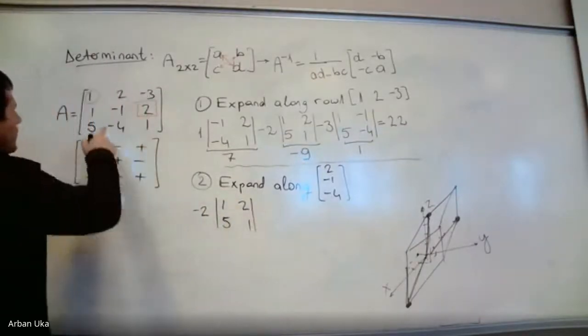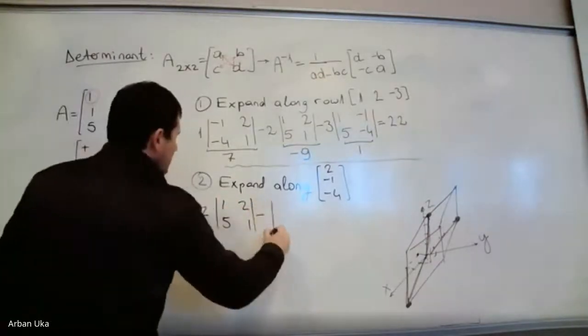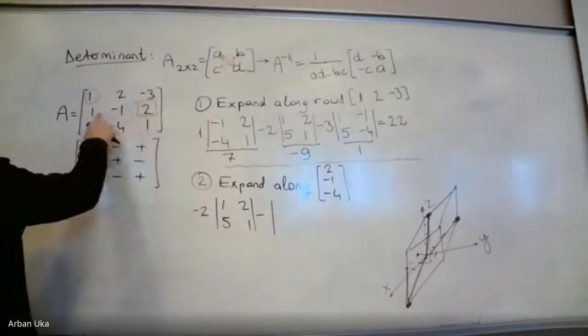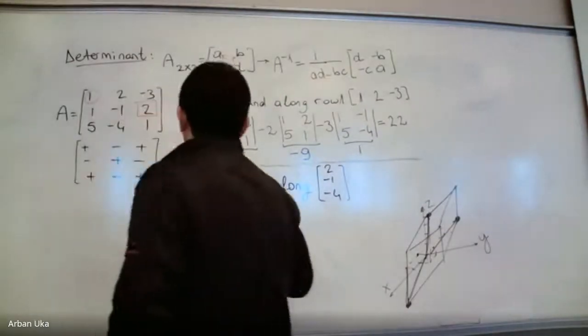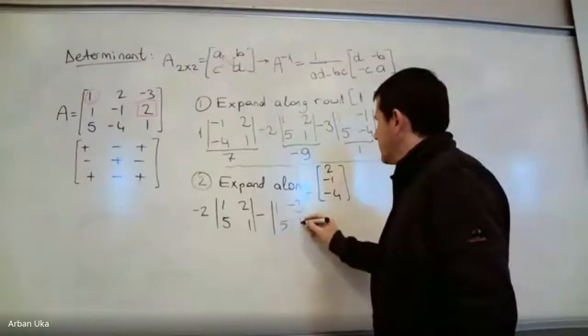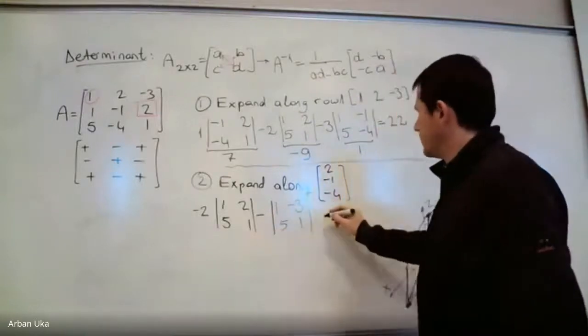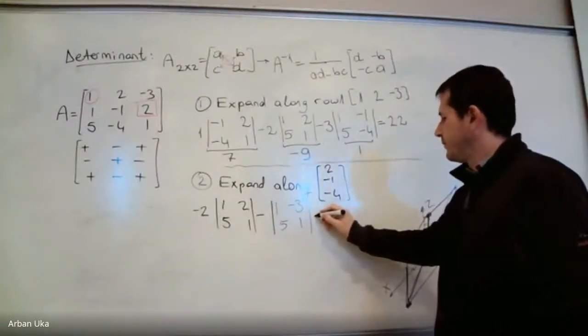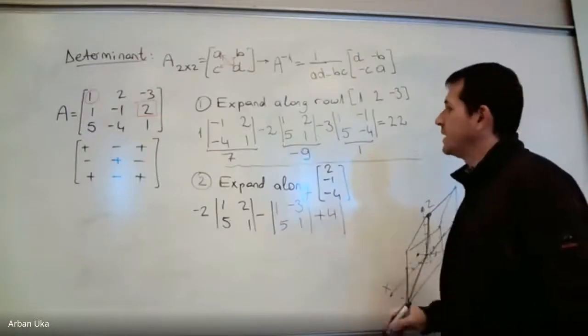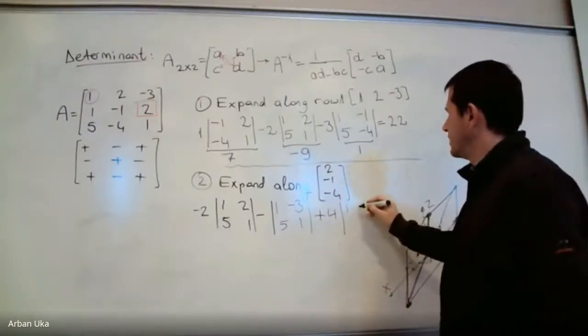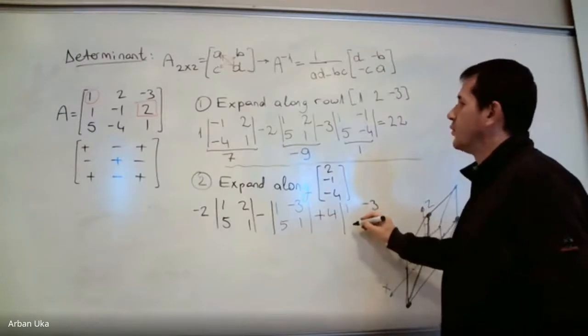And then we have minus 1, minus, what remains if we remove the row of minus 1 and the column of minus 1? 1, minus 3, 5, 1. Yes, okay. And then we have minus 4. What should I write? Plus 4, that's correct, times 1, minus 3, 1, 2.